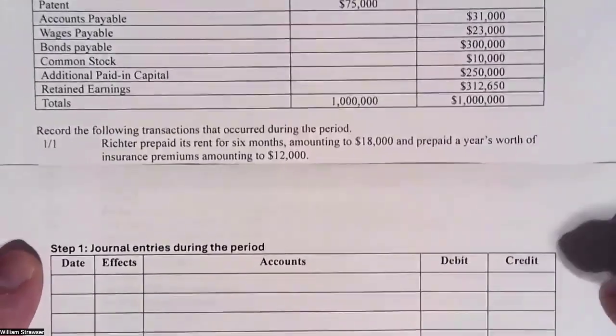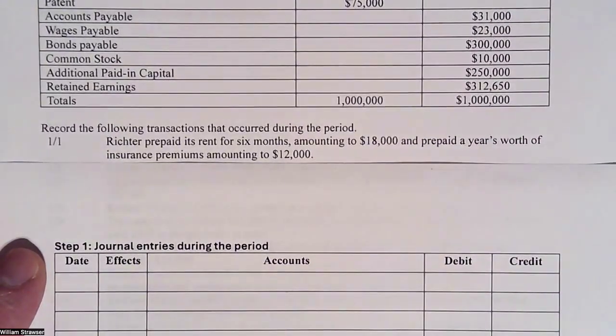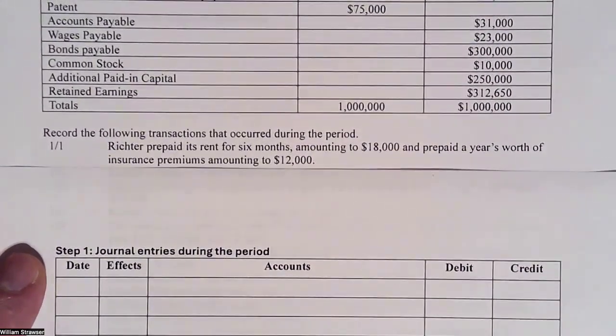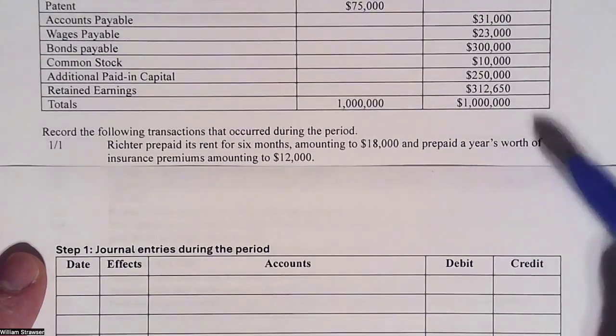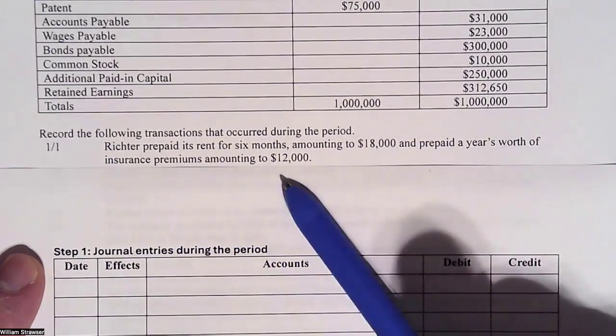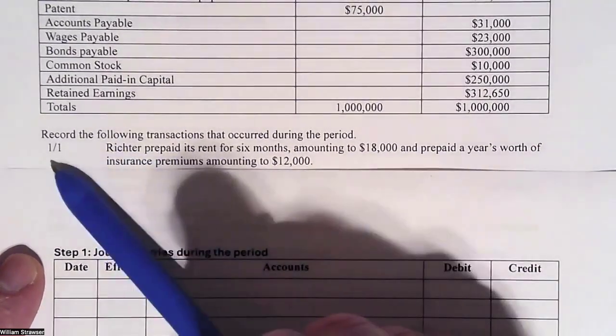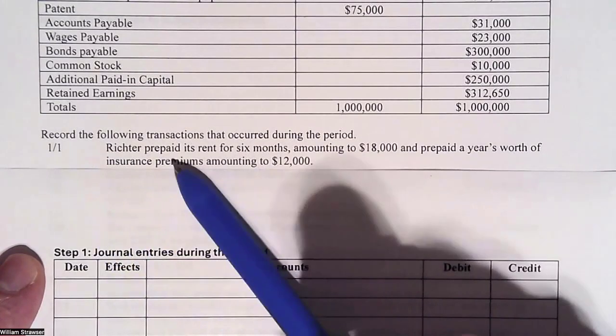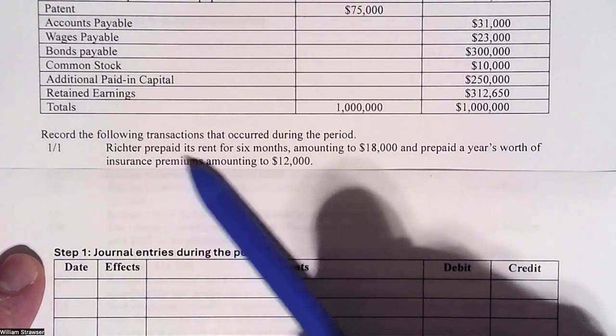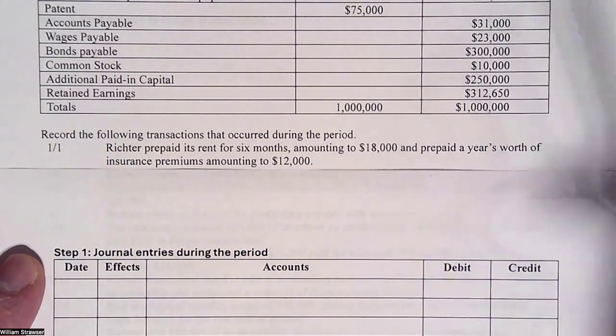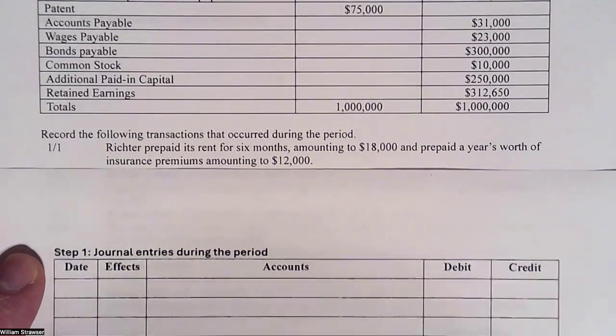The very first piece says that Richter paid its rent for 6 months, amounting to 18,000, and prepaid a year's worth of insurance premiums amounting to 12,000. So on the first of the year, it basically cut a check for its rent for 6 months and also cut a check to the insurance company so that it can get coverage on its insurance for a full year.